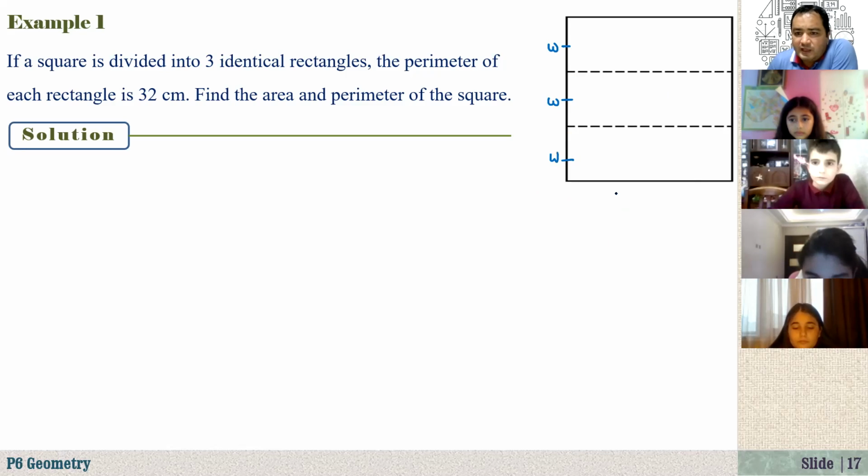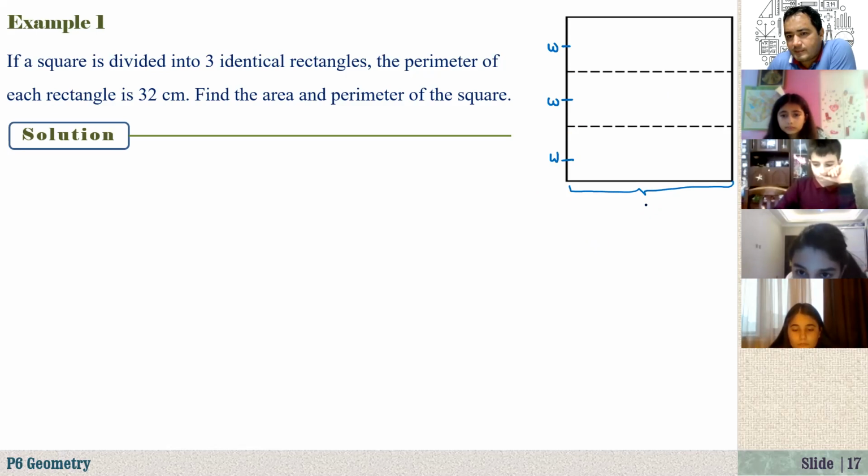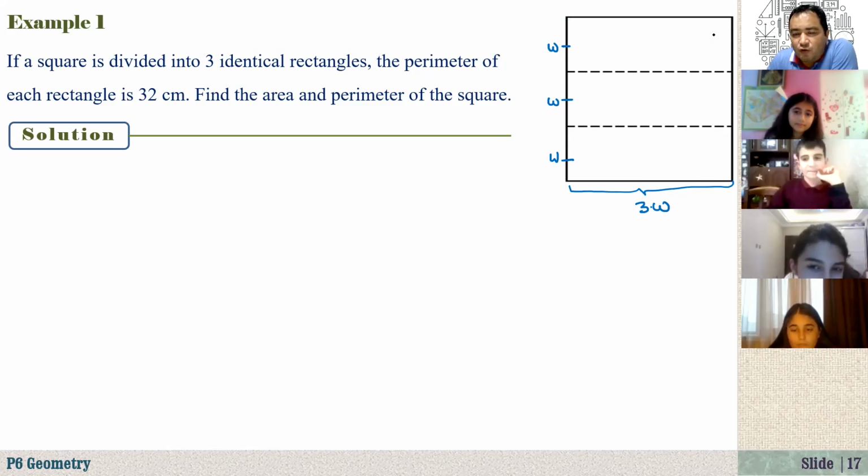Okay. So, Leila, can you tell me what is the length of this side then? 3W. Why? Because it's a square, right? And all sides are equal. This one is W plus W plus W, which is equal to 3W. And also this one is W, W, W, right? Also this side is W, but together it is 3W.